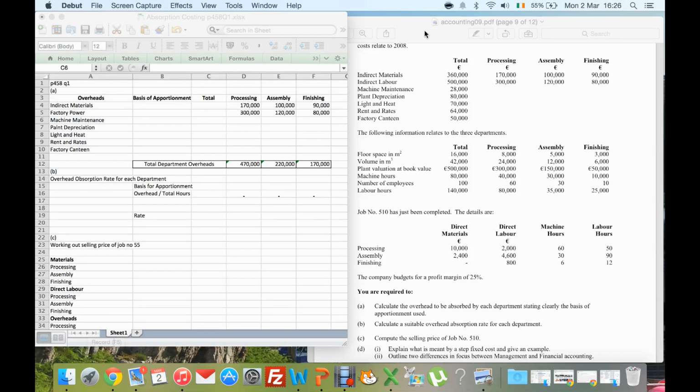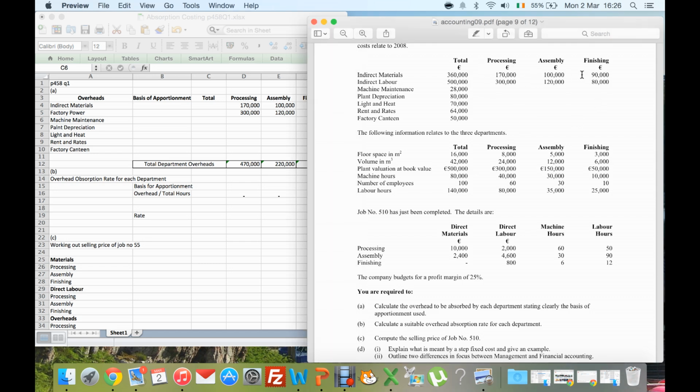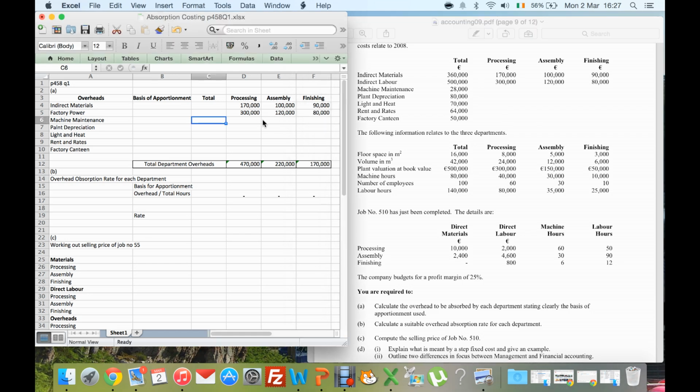Okay, this is Absorption Costing Question 8 from the 2009 paper. So we start by laying these costs out, and these here we need to share out among the three different departments. I've taken the figures already for processing, assembly and finishing that we have for indirect materials and labour. I've put them into my solution. I now need to share out the costs, so the 28 grand, the 80 grand, 70 grand, 64 grand and 50 grand that I have for those other areas.